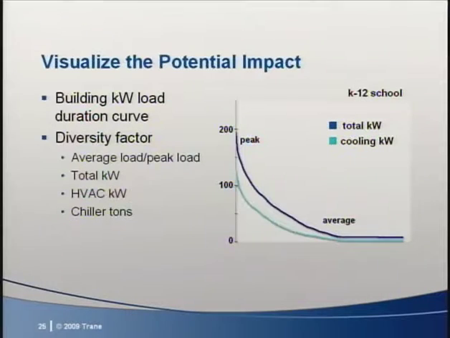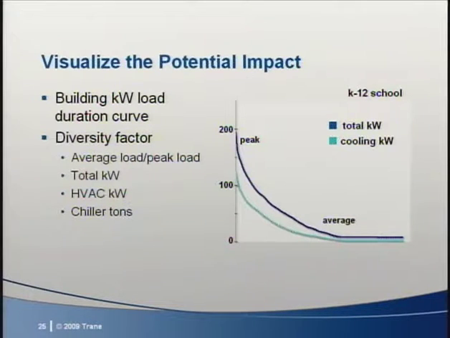The shape of the curve as you go towards the left shows you how many hours drive the peak demand. It's clear that HVAC is the reason for the tremendous variation in kW. From this, we can also infer something about the cooling diversity factor. This is the average load divided by the peak load. You can either look at it from the utility's perspective in kW or from the chiller's perspective.